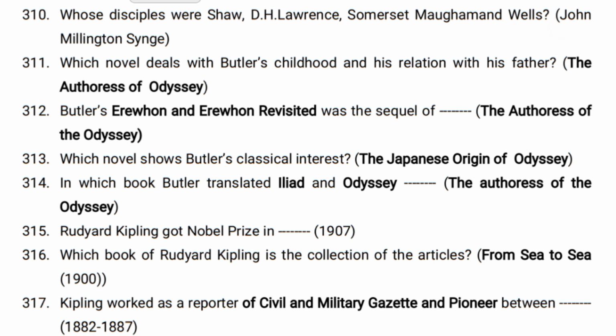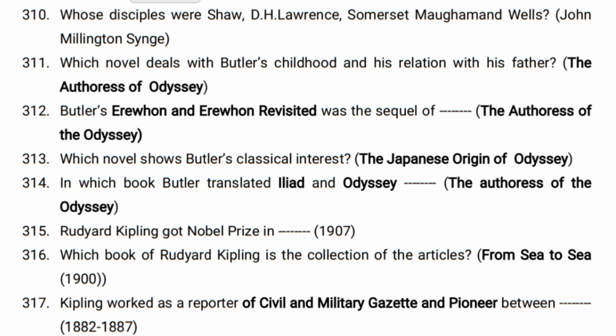Which novel deals with Butler's childhood and his relation with his father? The Authoress of the Odyssey. Butler's Erewhon and Erewhon Revisited was the sequel of The Authoress of the Odyssey. Which novel shows Butler's classical interest? The Humour of Homer. In which book did Butler translate the Iliad and Odyssey? The Authoress of the Odyssey.